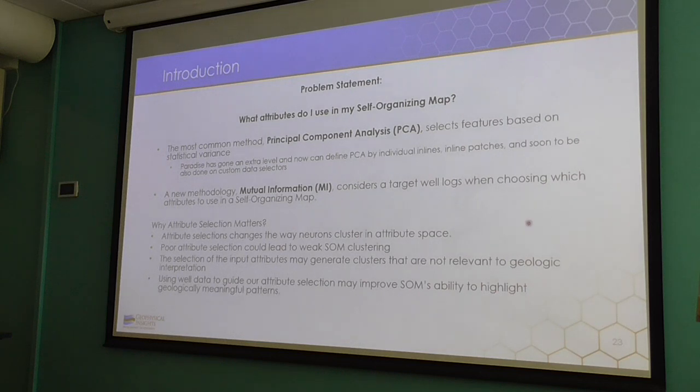So here's why it matters. Your attribute selection changes the way your neurons are going to cluster in attribute space. If you have different dimensions, your data is going to cluster a different way. If you have poor attribute selection, you're going to have really weak SOM clustering.